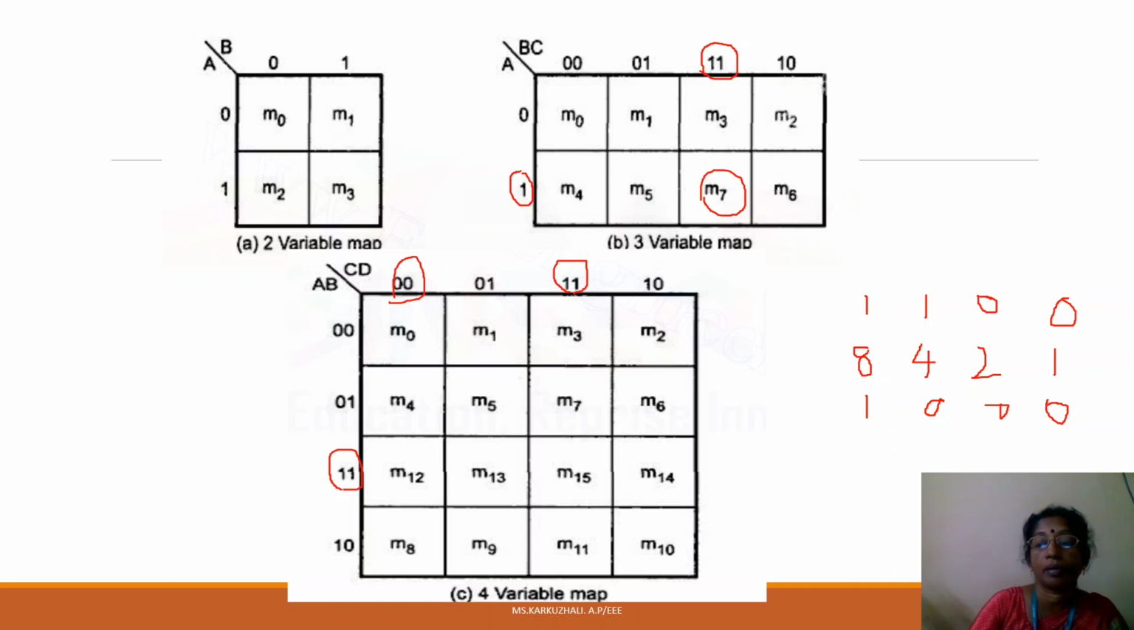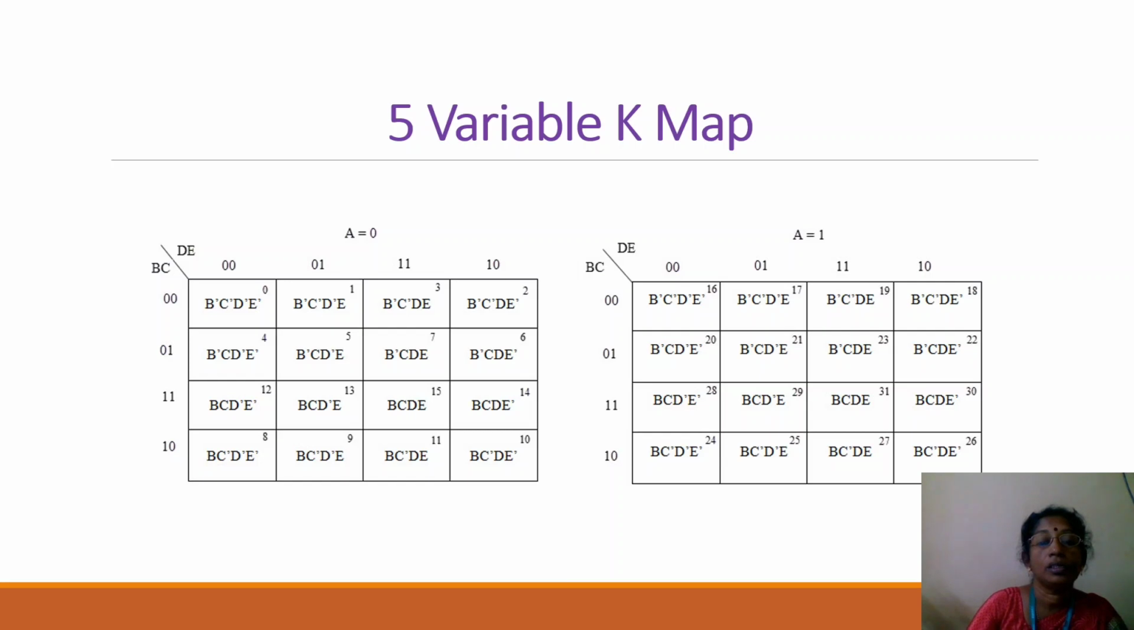In the 5 variable K-map, we will be implementing using two 4 variable maps. In that we are representing A=0 for one map and A=1 for another map. With A=0, the remaining variables are BC and DE. So 0 0, 0 1, 1 1, 1 0. Here also the same thing. M0, 1, 3, 2. The same way that we found for the 4 variable map, here also you will be using. And you know that here it is 0 to 15 over.